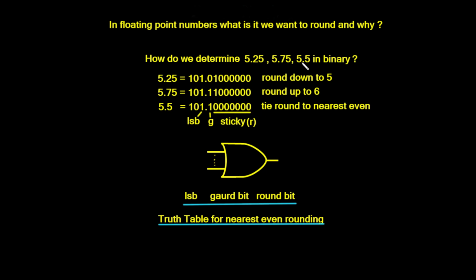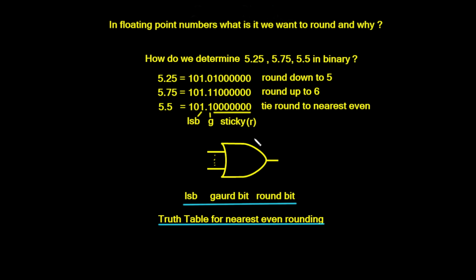That is, for example, 5.5. But if any one of these values goes high, then we know that we are above the halfway point. So we would be sitting at, for example, 5.6. Therefore, we would then be in this position here. So if we know the least significant bit here, and we know the guard bit, which is the first bit that has been shifted out, and we know the values of the sticky bits here, then we can work out a truth table.